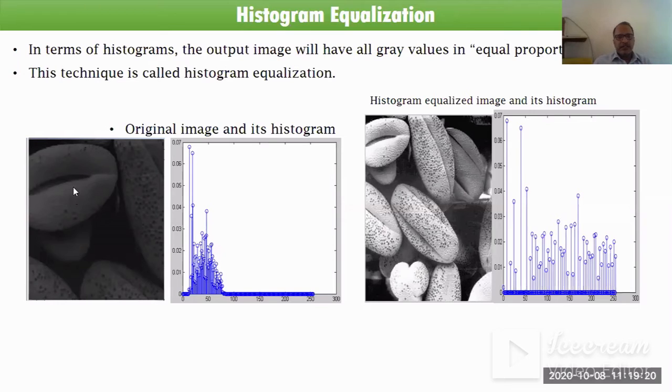See, in this example, this is our original image and this is its histogram. Now when we equalize the histogram, this image will be converted into this form and this histogram will be converted into this form. We can see in this example that most of the intensities are on the lower side. But when we equalize this, the intensities are spread over the whole range, 0 to 255.